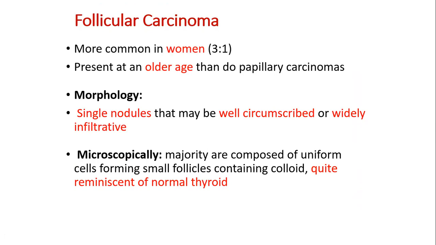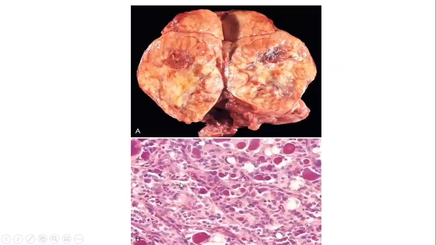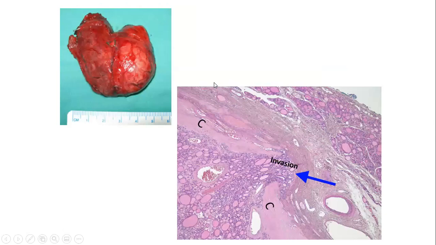The difference between follicular adenoma and carcinoma is invasion in carcinoma. So a very careful diagnosis has to be done because microscopically they are composed of uniform cells, small follicles containing colloid, quite the same as the thyroid gland. Though malignant, they look like normal, dangerous, right? But these cells are malignant, they can invade. That's why capsular invasion is the diagnostic feature, this is the capsule and invasion is the diagnostic.